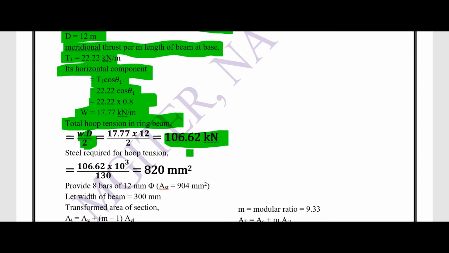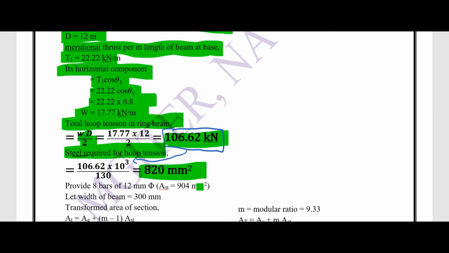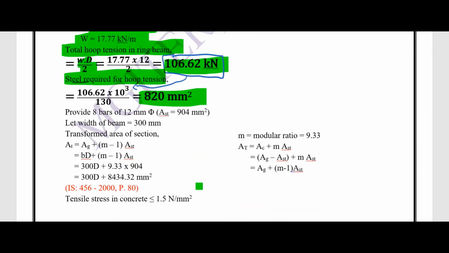By this equation we found total hoop tension is 106.62 kilonewton. Now by this we can calculate the steel required for the hoop tension, which we found out as 820 mm square. So we provide 8 mm dia bars at 12 mm center to center, 8 bars of 12 mm. Now our design is completed in ring beam.